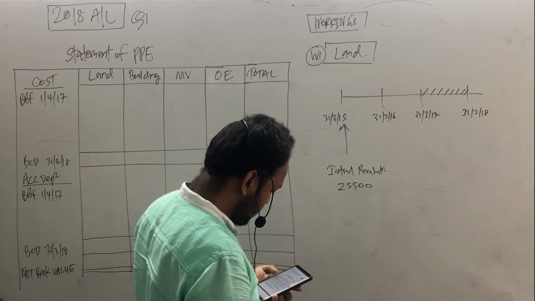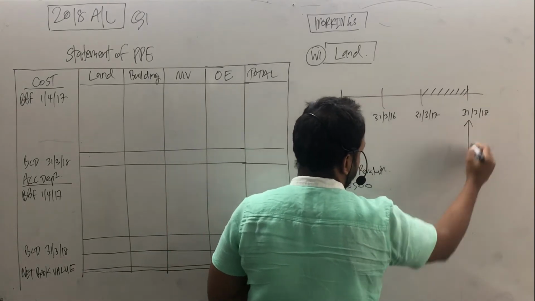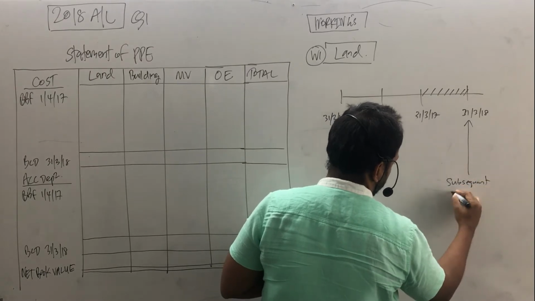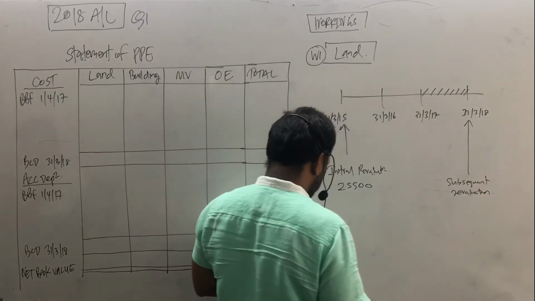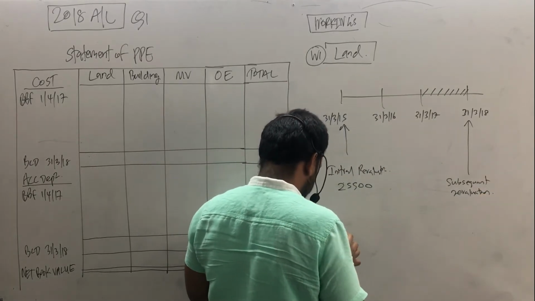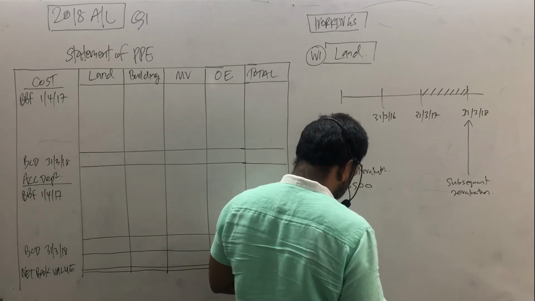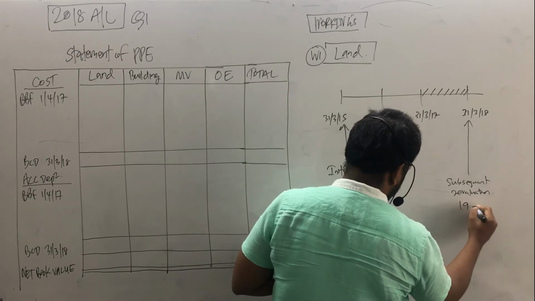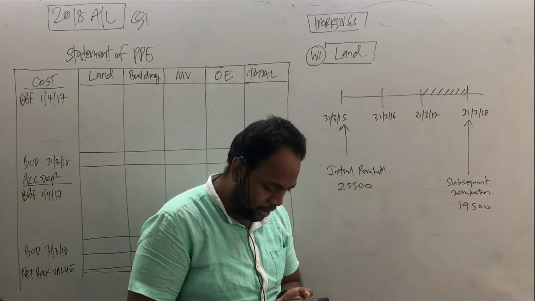Then the subsequent revaluation on 31st March 2018, end of the current year, is 19,500.